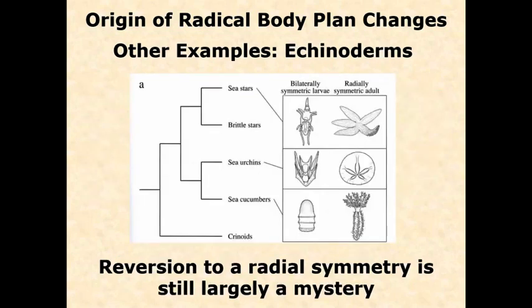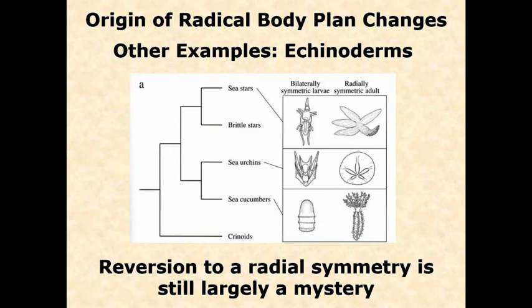The last example of a major body plan revision we're going to talk about are the echinoderms. So echinoderms are one of two major groups within the deuterostomes. There are other minor phyla, but we basically have the two big ones are the chordates and the echinoderms. And echinoderms include starfish, sand dollars, sea cucumbers, and a few other things.